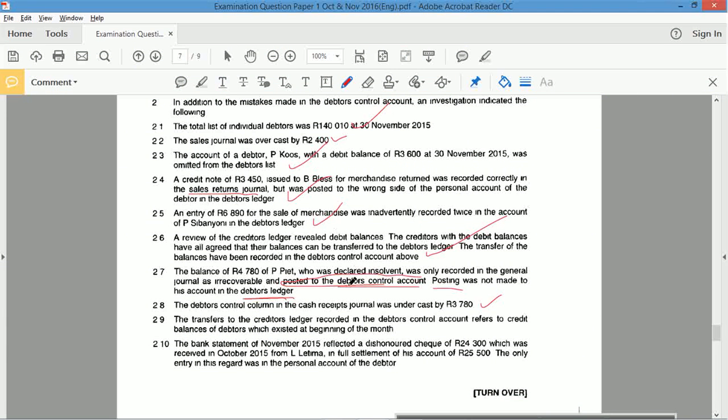Okay, next. Transfers to the creditor's ledger recorded in the debtor's control account refers to credit balances of debtors which exist at the beginning of the month. Okay, we know that. We spoke about that. Okay, that was fine. It was just on the wrong side.